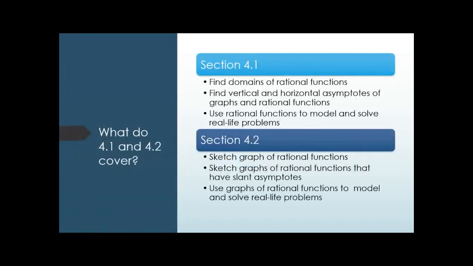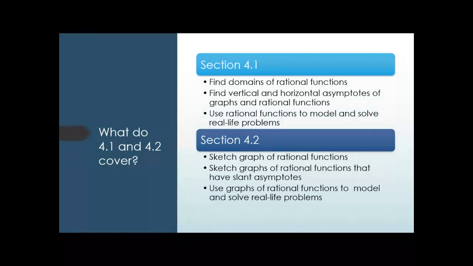All right, so 4.1 and 4.2, what do they cover? So 4.1 covers finding domains of rational functions, finding vertical and horizontal asymptotes of graphs and rational functions. And those two pieces are the things that you're doing most on the assignment. It also covers using rational functions to model and solve real-life problems.